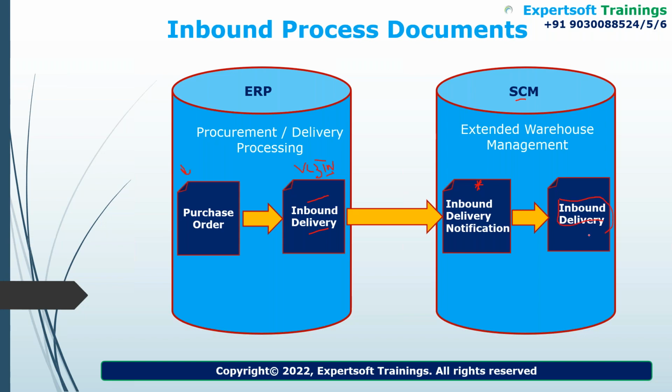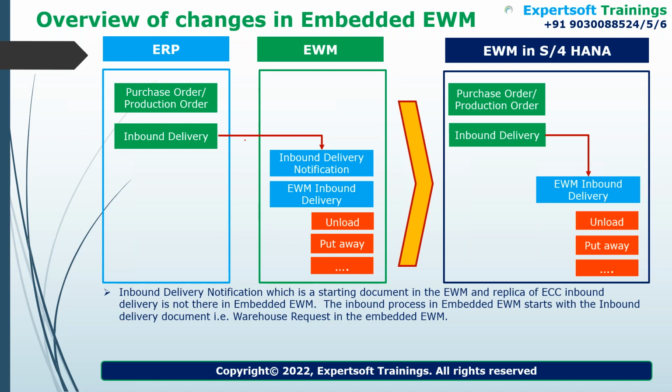This particular process is applicable when you have the EWM system on an SCM server. If I discuss the S4HANA embedded system, this is the same structure we were discussing: PO, inbound delivery notification, and the EWM inbound delivery gets created. But here you see an additional step has been removed in the S4HANA embedded EWM system. You will create a purchase order and an inbound delivery, and the inbound delivery notification is not required. This will directly create the EWM inbound delivery.